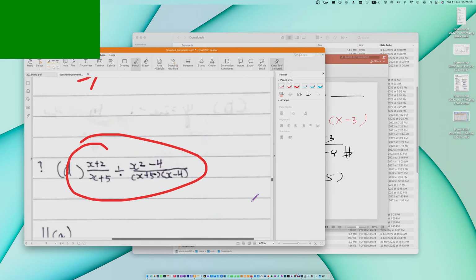So over here, if you flip it, I think the x plus 5 bracket x minus 4 is already given. No need to factorize. But do you think that the x squared minus 4, you can do some factorization to it? X squared minus 4.